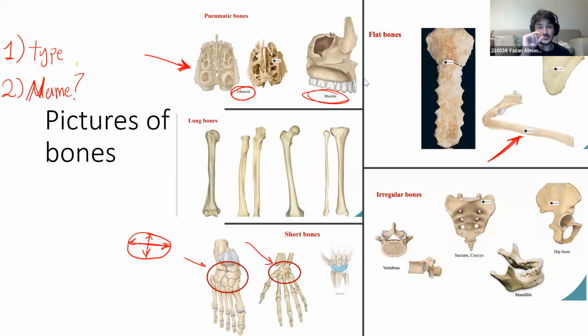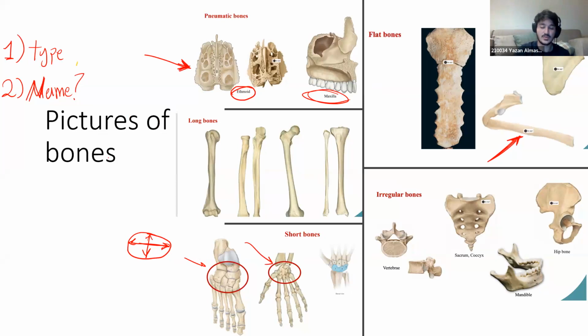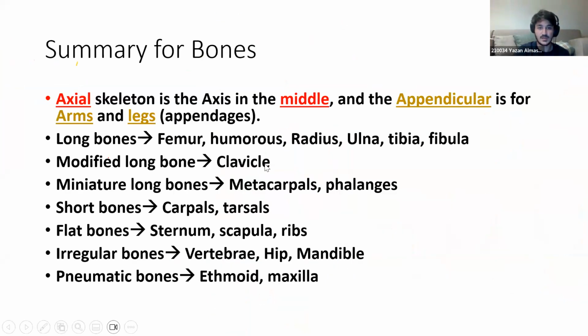Miniature bones fall under the long bones. Sorry, and the clavicle is a modified long bone, if I remember correctly. Yes, modified long bone is the clavicle. Here you can see it.